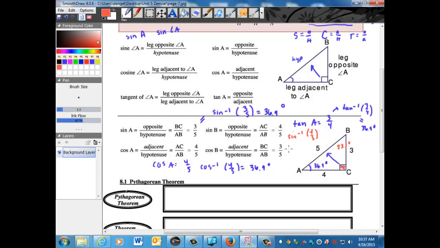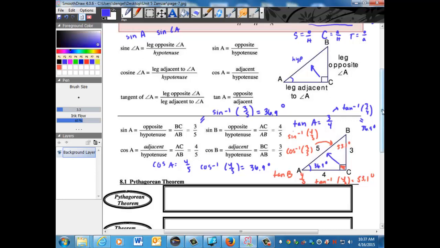And again, if we were to enter in second cosine of 3/5, we would also get 53.1 degrees. And last measure, let's do the tangent ratio of angle B. That would be 4 over 3. And if we hit second tangent 4/3, we would get 53.1 degrees as well.